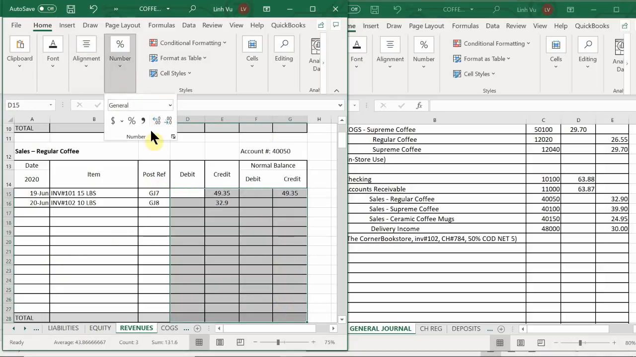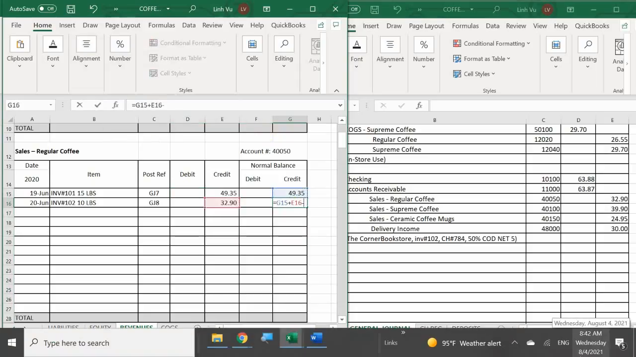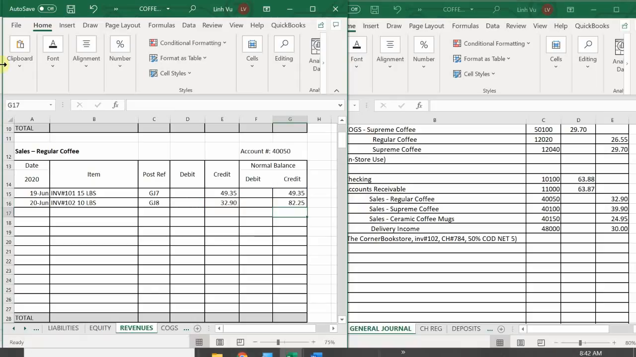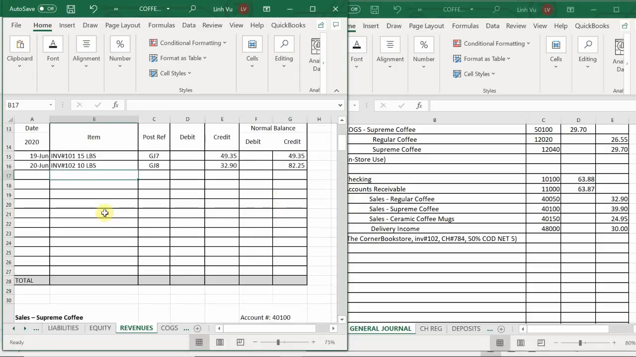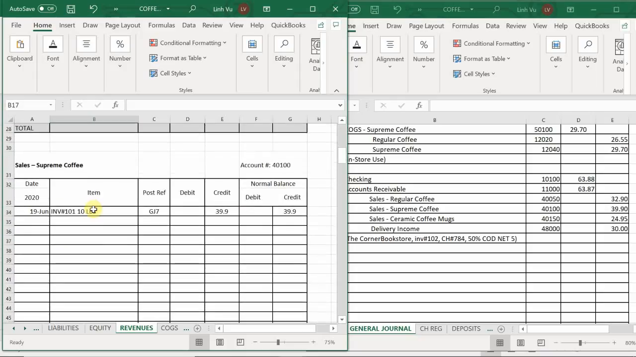Previous balance and that total. This might be wrong. 82.25. Good, excellent. I added those two, and so we get the revenues.